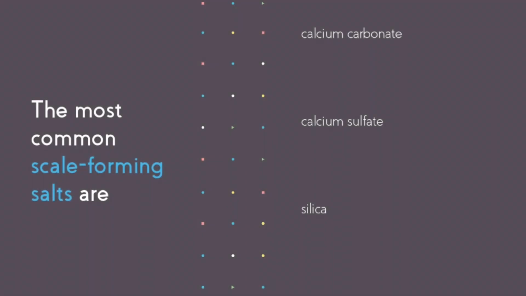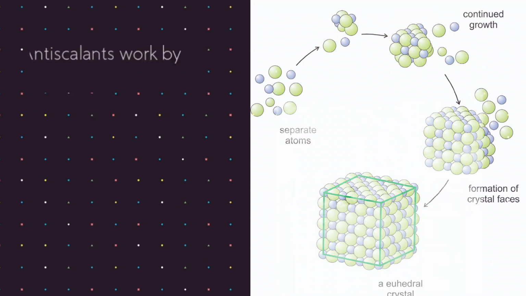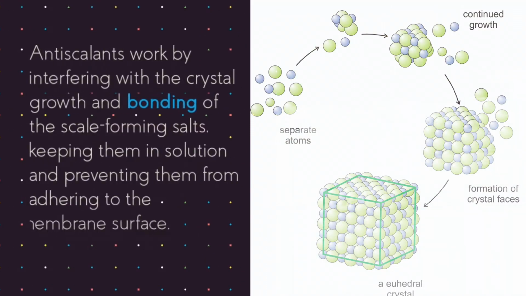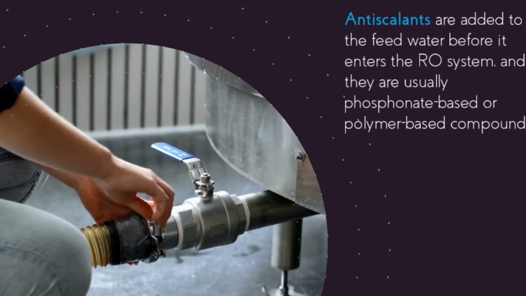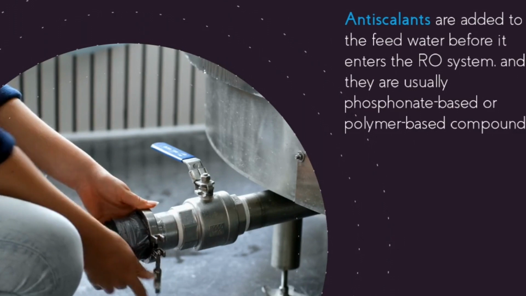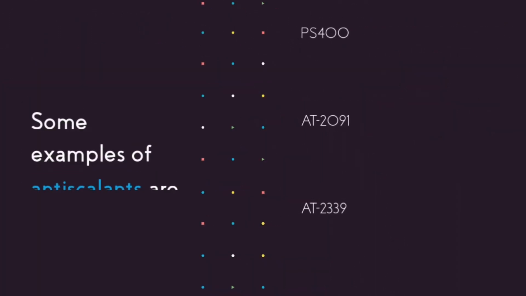The most common scale-forming salts are calcium carbonate, calcium sulfate, and silica. Antiscalants work by interfering with the crystal growth and bonding of the scale-forming salts, keeping them in solution and preventing them from adhering to the membrane surface. Antiscalants are added to the feed water before it enters the RO system, and they are usually phosphonate-based or polymer-based compounds. Some examples of antiscalants are PS400, AT2091, and AT2339.